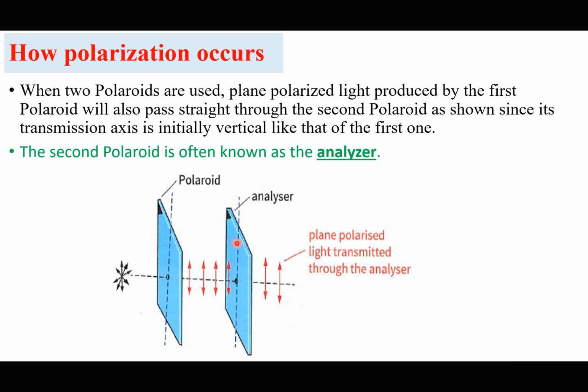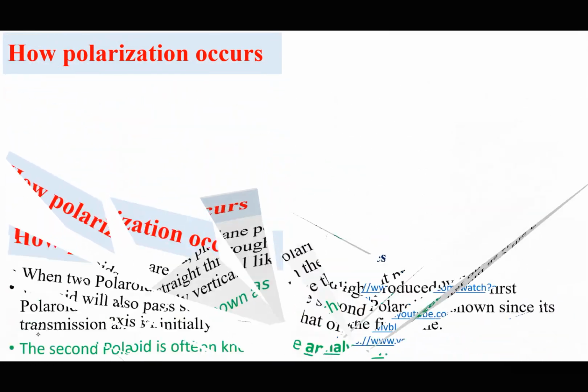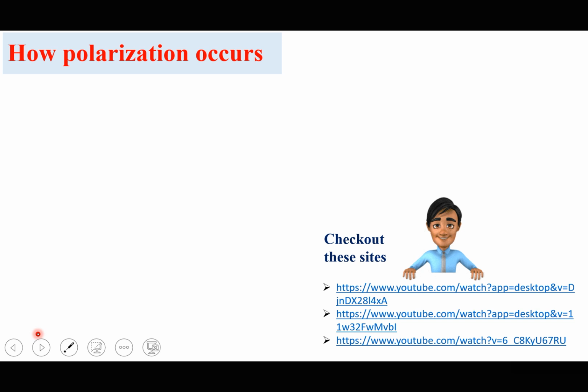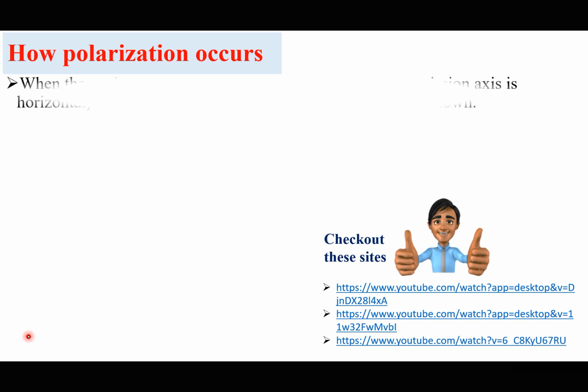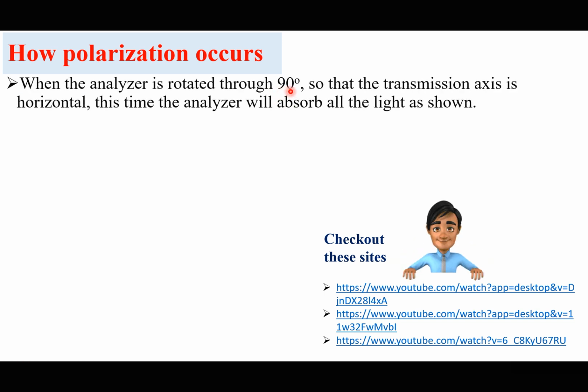If I have two polaroids, the first one is called a polarizer, and the second can no longer be called a polarizer because the vibrations are already in one plane. So the second one is normally called an analyzer. It determines how much intensity propagates further in the presence of that second polaroid. Suppose the analyzer is rotated through an angle, remember they were both parallel before. Let us think of a situation where the analyzer is rotated through 90 degrees so that the transmission axis is horizontal. This time the analyzer will absorb all the light, as we are going to see.